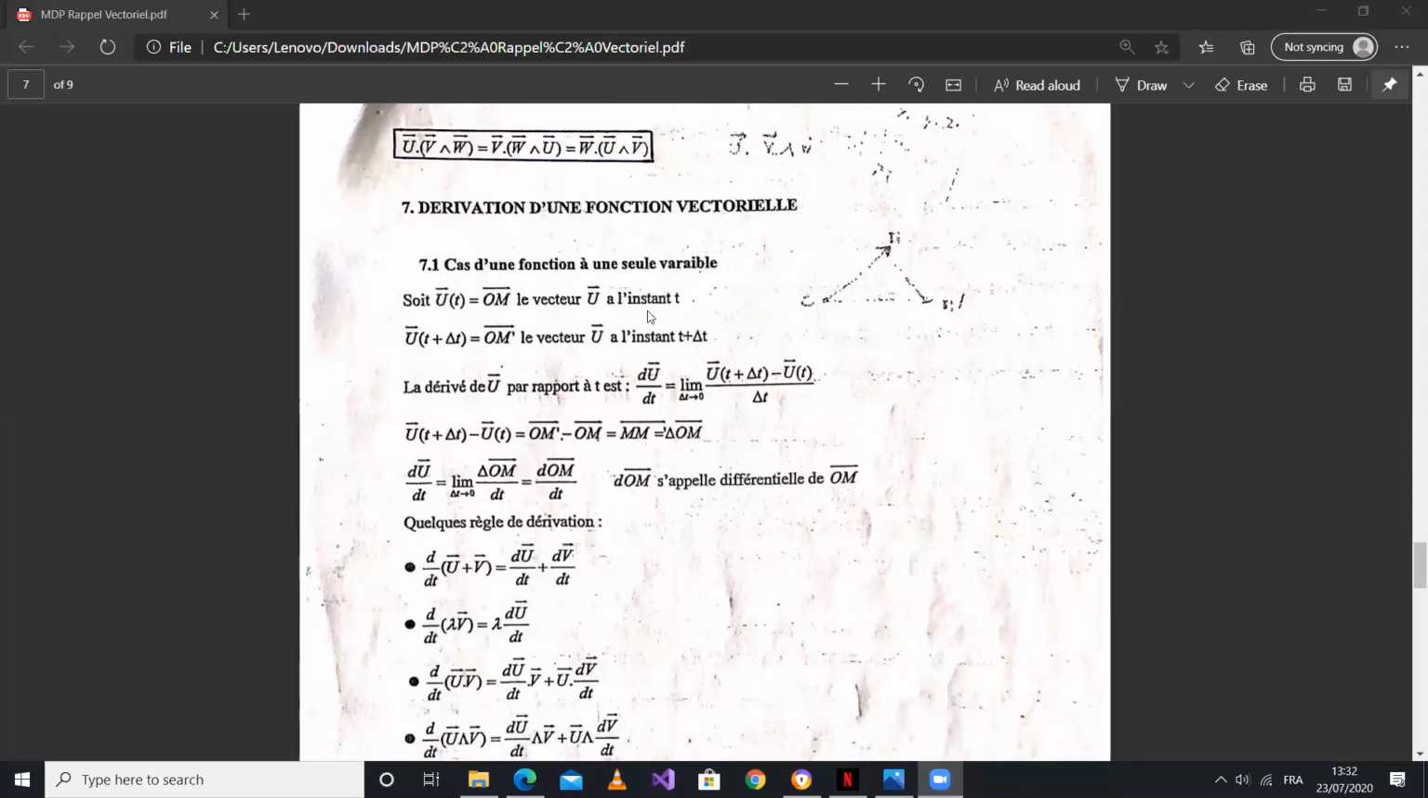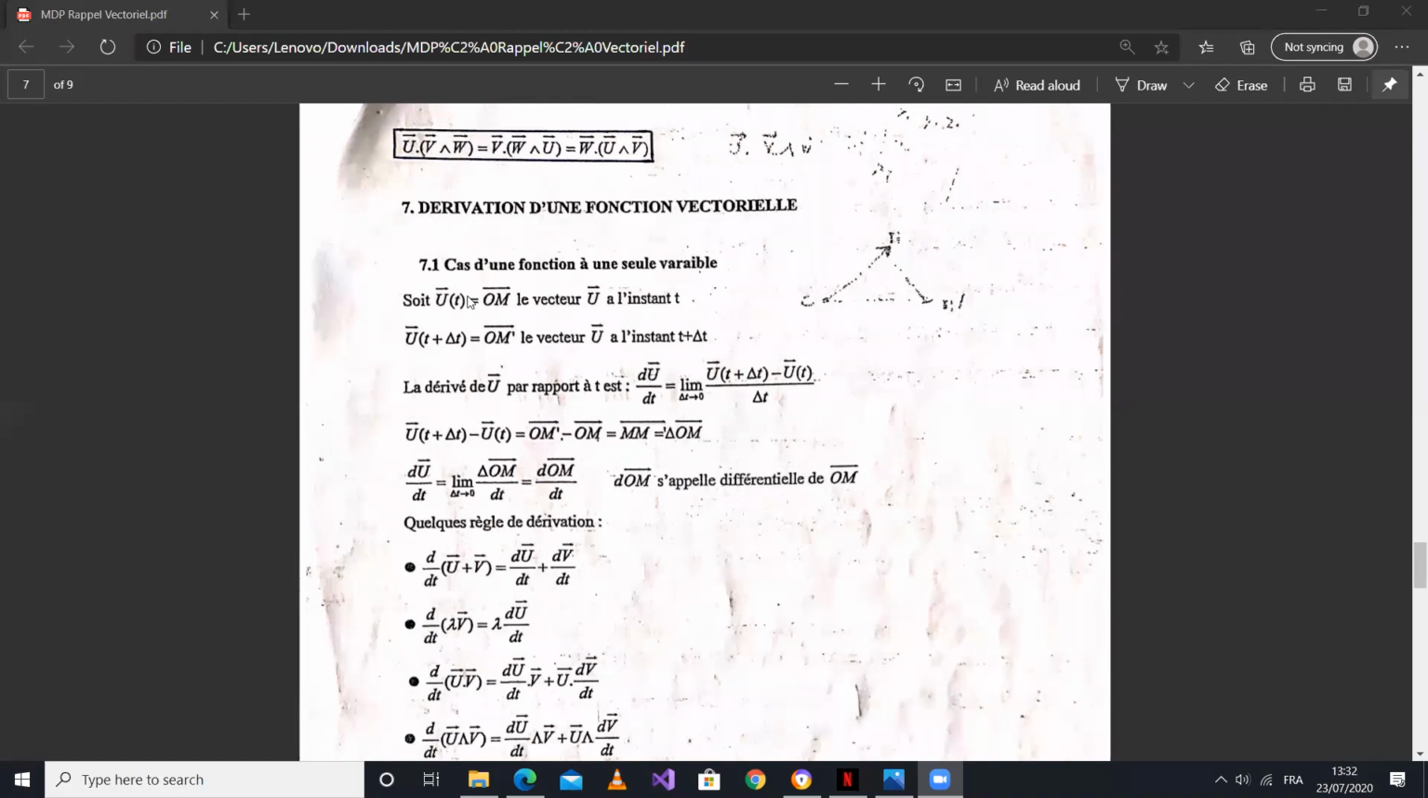That's why here we have this part saying d OM over dt. We're trying to calculate the rate of change of the vector u with respect to time. How much of u was changing per second or per minute or per hour, depending on the unit you are using. That's the rate of change. And that's what differentiation is.